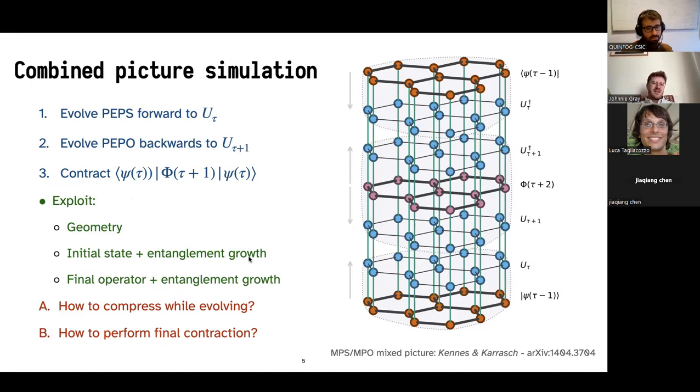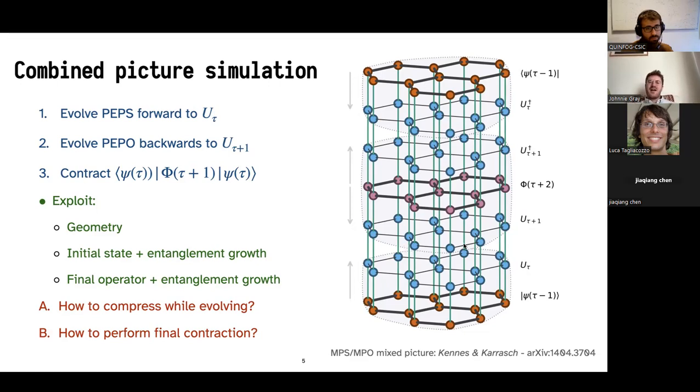If the circuit has limited entanglement growth in the state, we get to exploit that. And if the operator itself has limited entanglement growth, for example, if you are close to or in the Clifford regime, then you get to exploit that in the PEPO evolving.